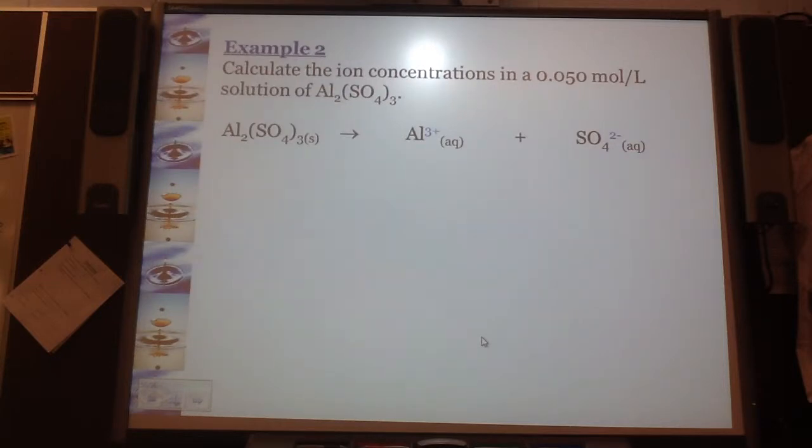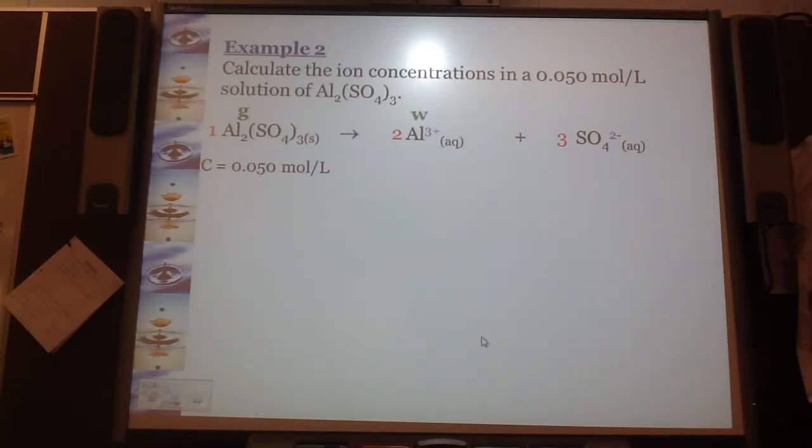It's straightforward to balance things because everything's kind of by itself. You have two aluminums in the compound, so you need to put a 2 in front of your aluminum ion. And you have 3 sulfates, so you can put a 3 coefficient in front of your sulfate. All right, so I'm given information about my aluminum sulfate. So that's my G for given.